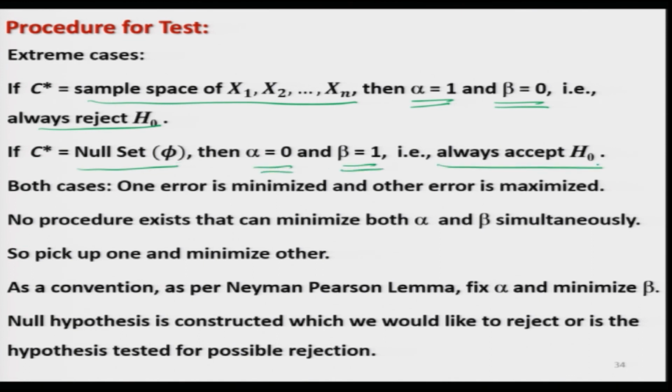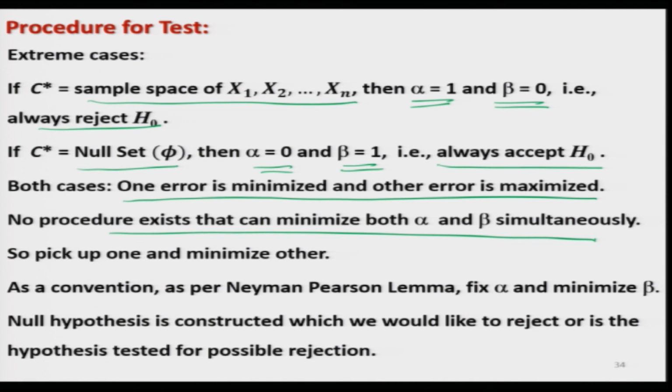So, these are two extreme decisions, and in both cases one error is completely minimized and the other is completely maximized. That is why there does not exist any procedure which can minimize both alpha and beta simultaneously. So, we have only one option. We try to pick one, that means we fix one error, and then we try to minimize the other error, right.